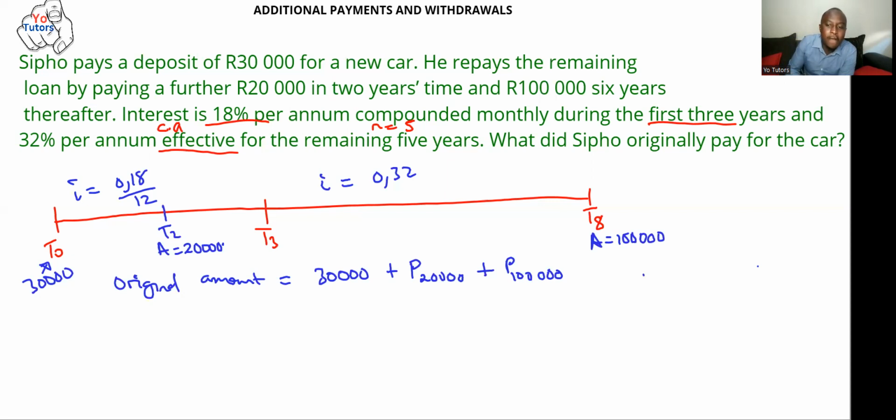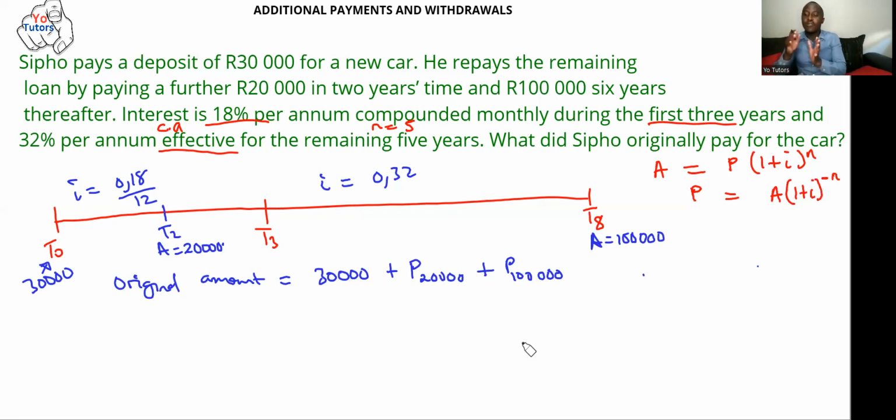We know what I've indicated in previous lectures. Our compound formula is A equals P times (1 plus i) to the power of n. Now, to find our P, we're going to say A times (1 plus i) to the power of negative n. Okay, so it's to the power of negative n. Now, let's do it with the 20,000 here.